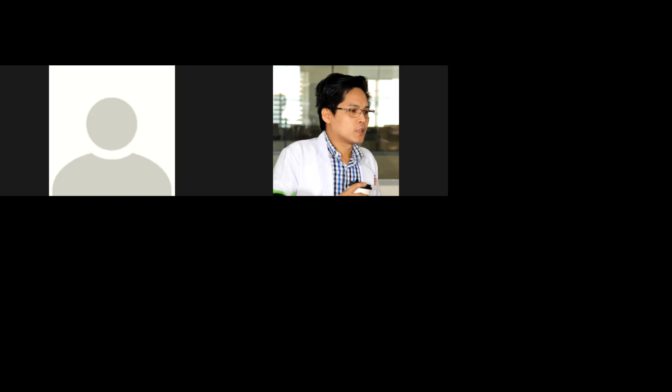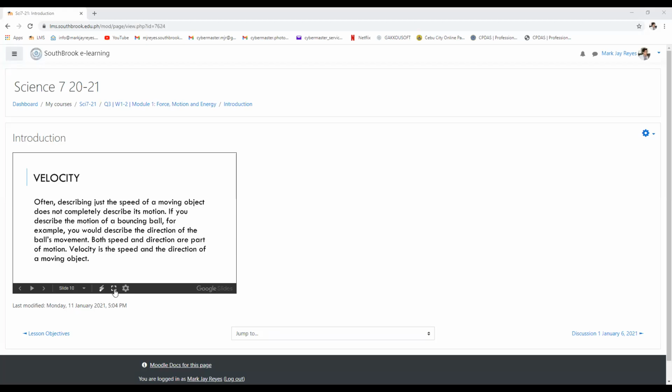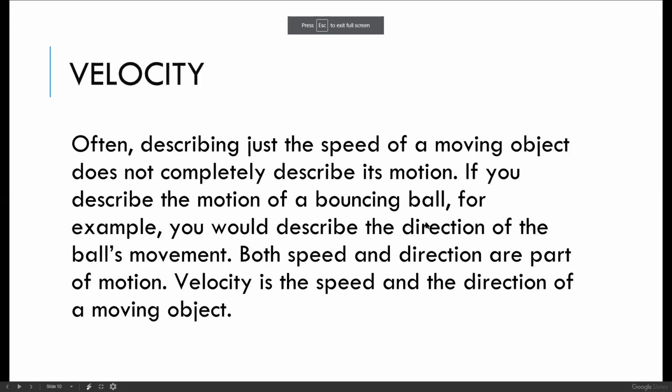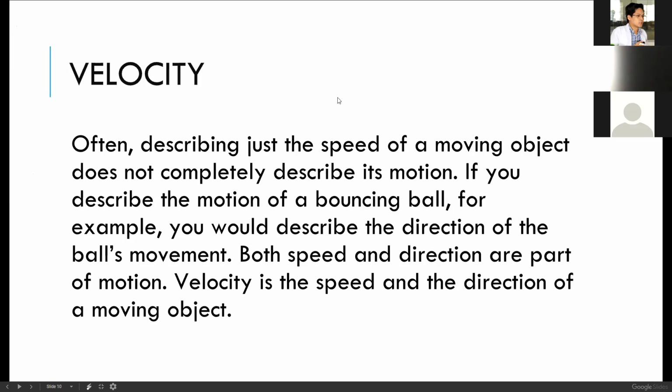Please let me share my screen. Okay, can you see my shared screen now? Yes. Okay. Please turn on your camera. Okay. So we are now in the velocity.